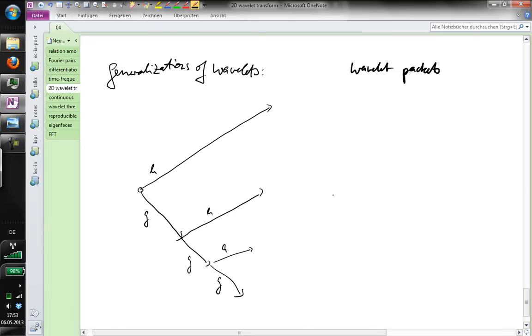So in a wavelet packet, for example, I can decide that I may want to split also the upper arm. You know, this is completely general. Build any binary tree that you like.